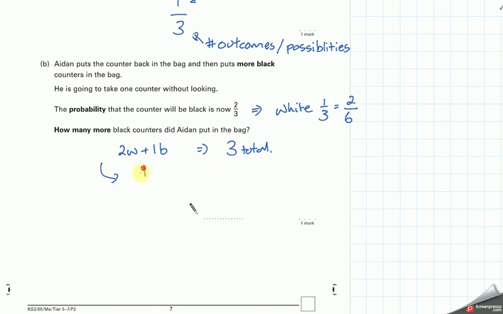3. So we're adding 3 more black counters to give me 6 total. We're only adding on 3 black counters. That's all he put in. Plus 3 black, and that gives me 6 total. 2 of them are white, so 2 out of 6 is 1/3. Okay?